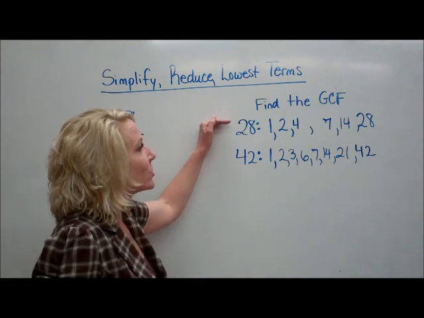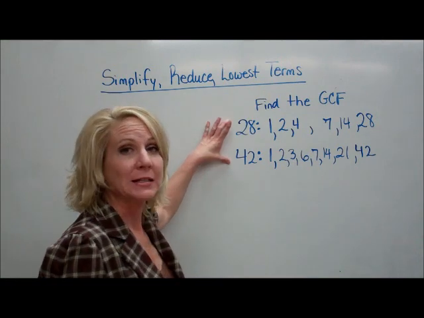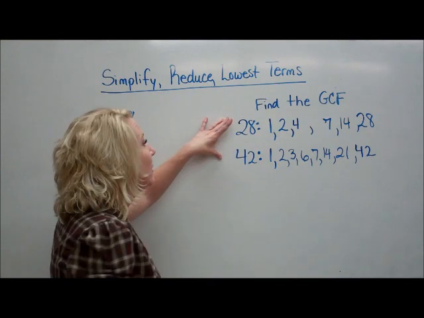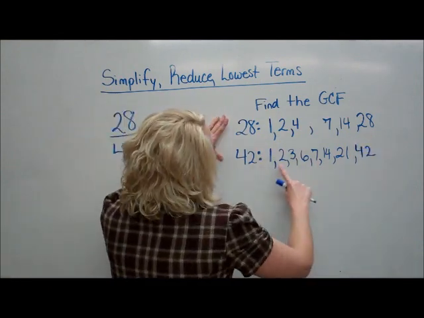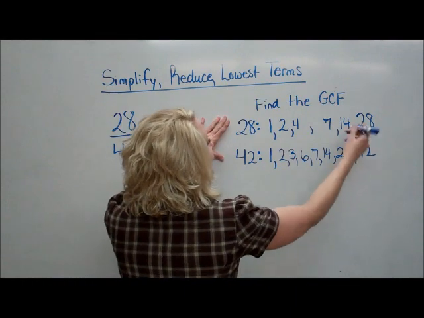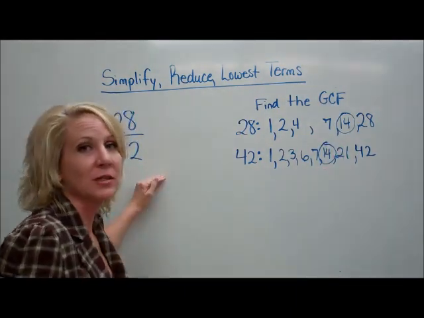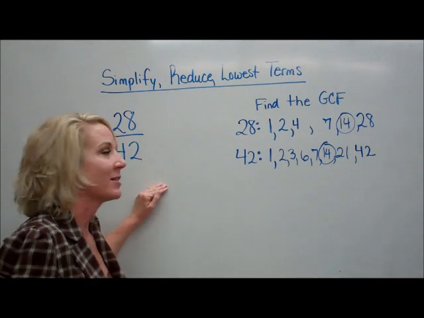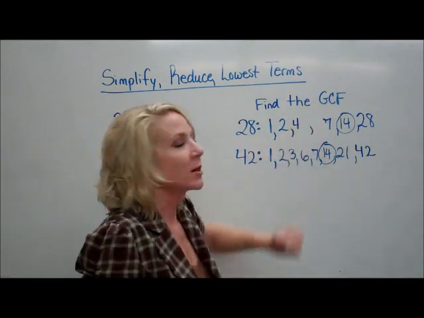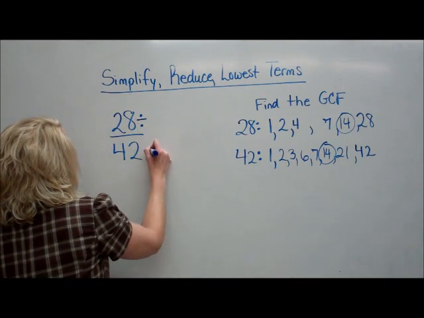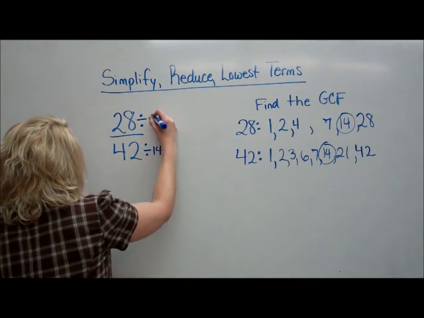The next thing that you do is you look for the greatest factor that these 2 given numbers have in common. When you look at the list, the greatest common factor here is 14. We use this information to reduce this fraction, to simplify this fraction. You take the greatest common factor and you divide the numerator and the denominator by that number.